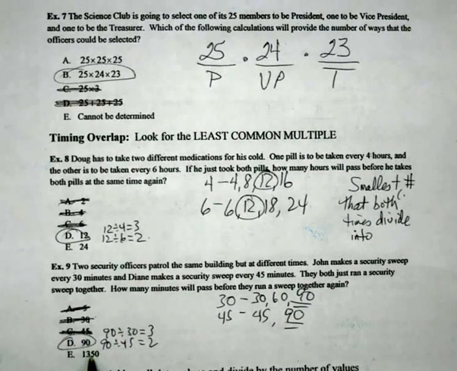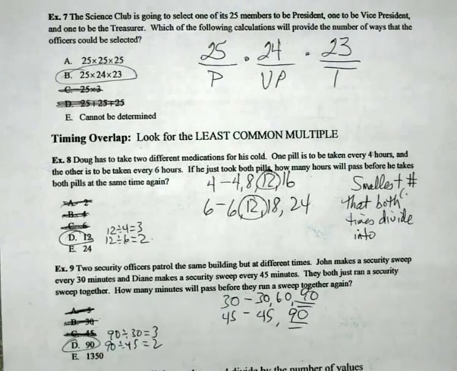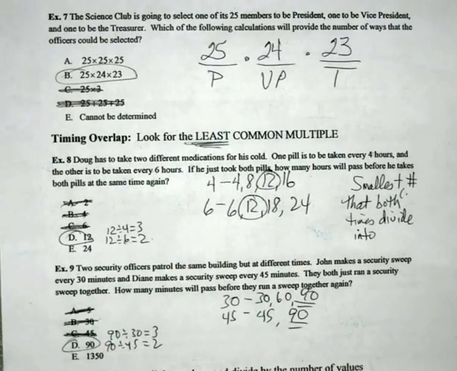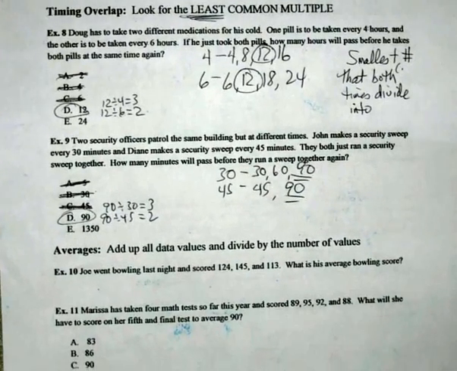Always start with the smallest, because 1350 would work just like 24 would work here up above. You got to make sure it's the smallest, because this is called the least common multiple. So be careful. One last part and we're good.